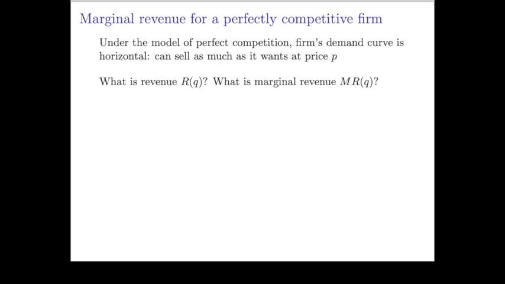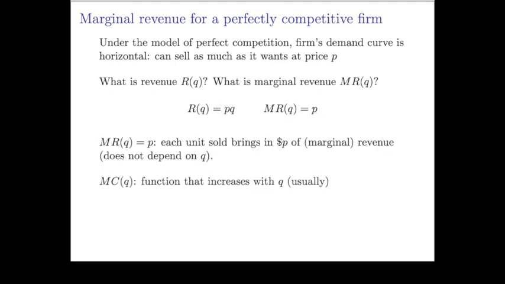So what's the revenue and what's the marginal revenue? Well, the revenue is just P times Q, like we saw earlier, and the marginal revenue is just the derivative of this with respect to Q, which is just P. So the marginal revenue for a perfectly competitive firm is very simple. It's just a constant. So for every unit you sell, you get P dollars. So for the extra unit you sell, you also get P dollars.